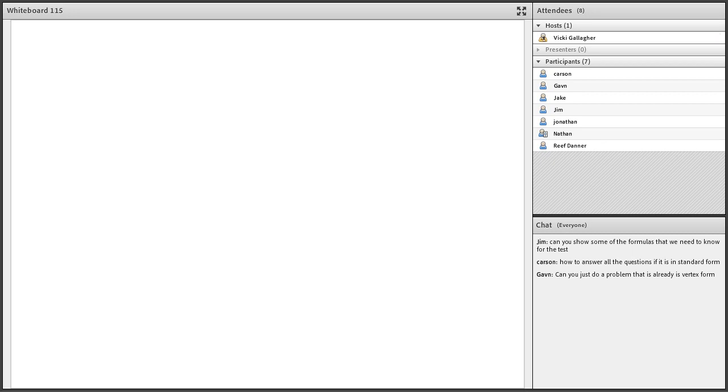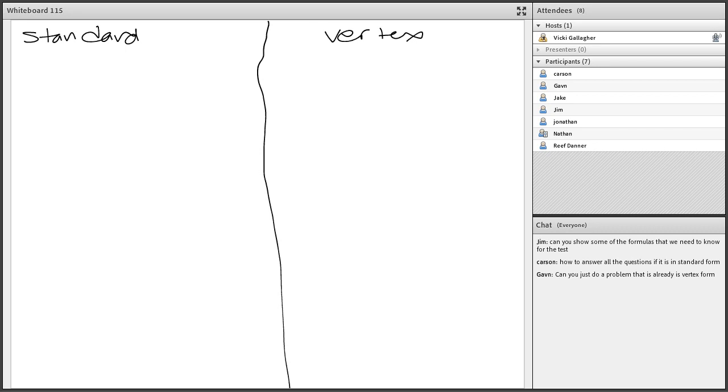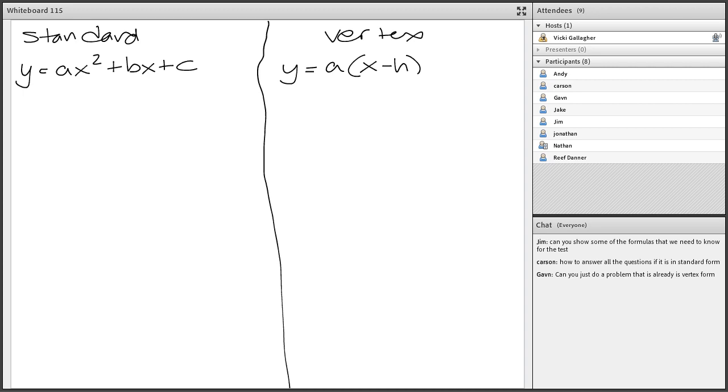Let's divide the screen. So we have standard form, and then we have vertex form. Standard form is the one that does not have parentheses. It's y equals ax squared plus bx plus c. And then vertex form does have parentheses. It's y equals a parentheses x minus h squared plus k.